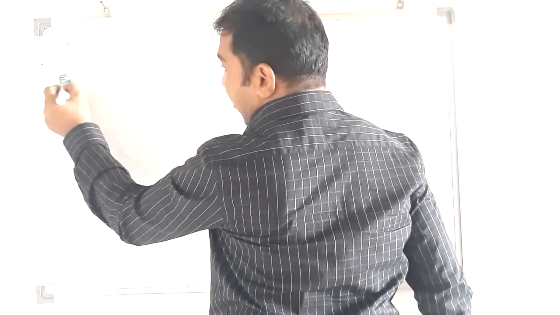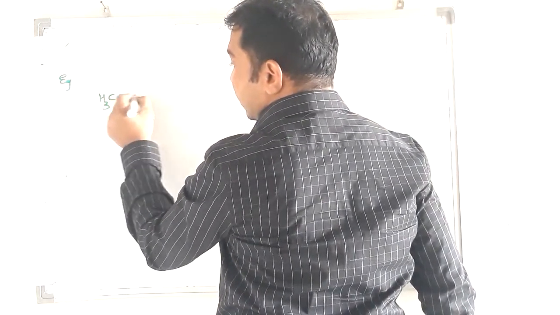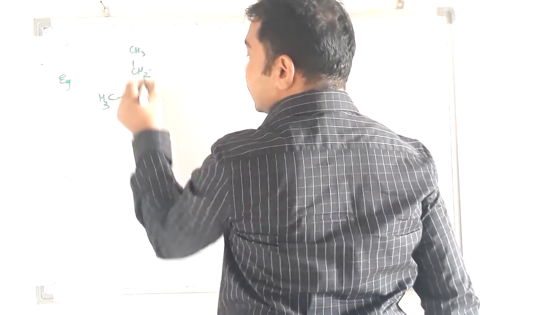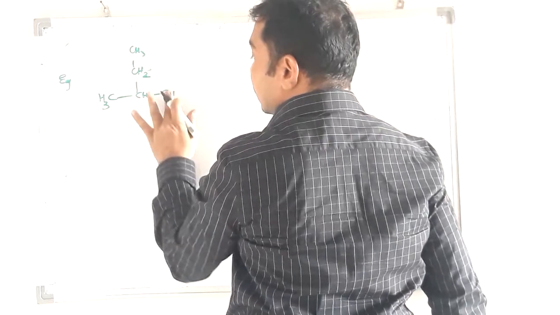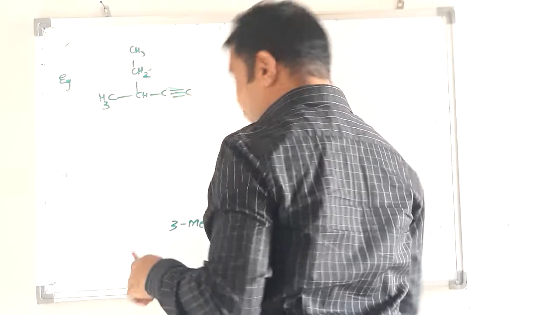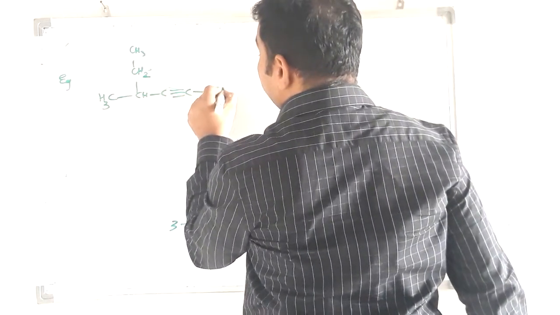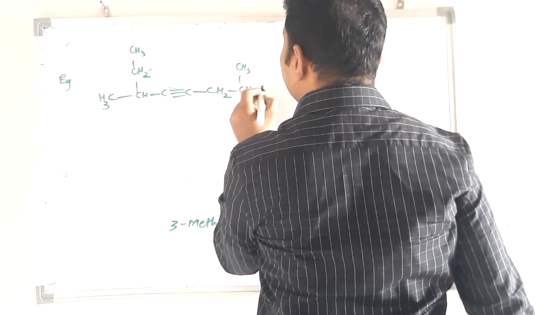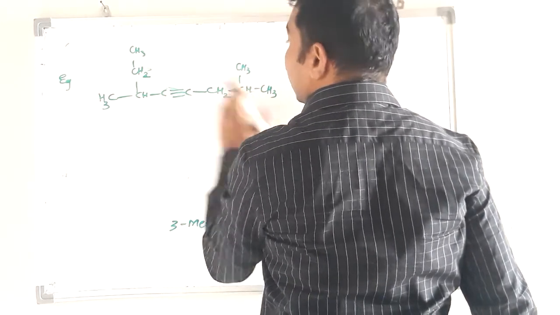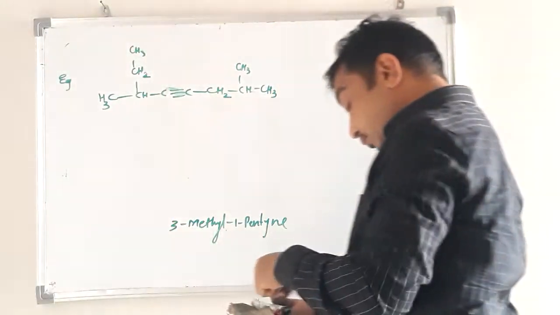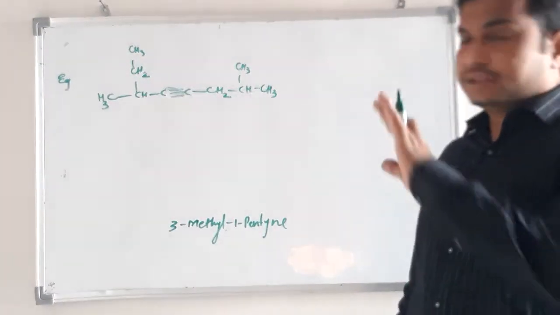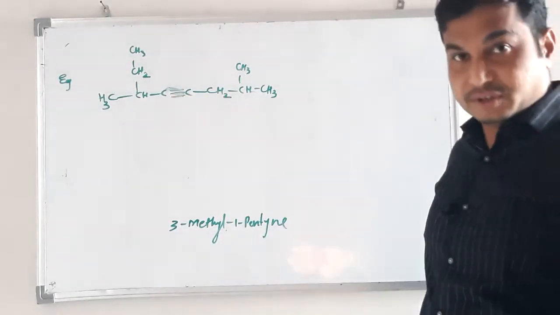One more example: CH3, CH2, CH3. Here there is a triple bond. Now we have to give the IUPAC name to this compound. Same rule: the functional group is the triple bond.